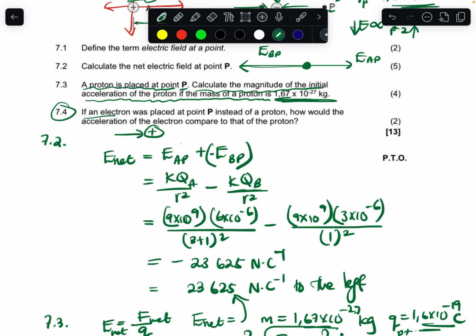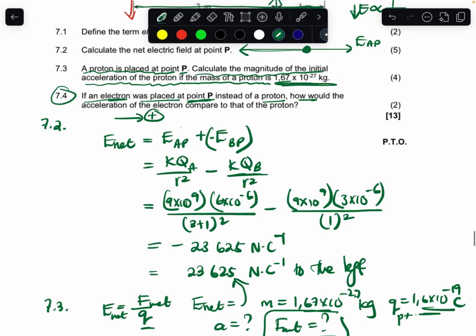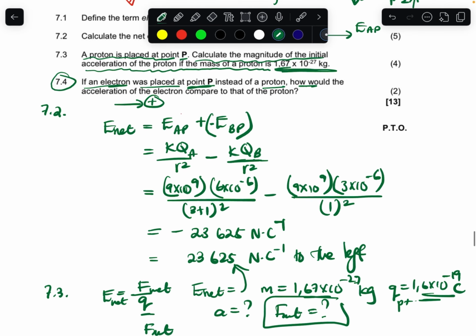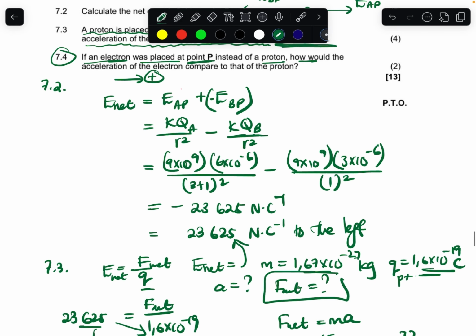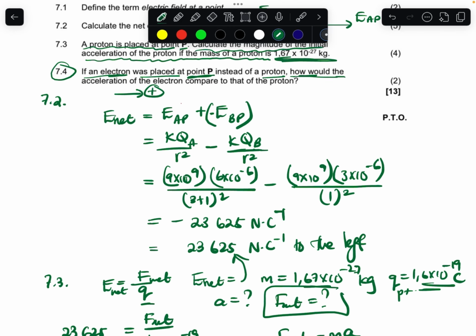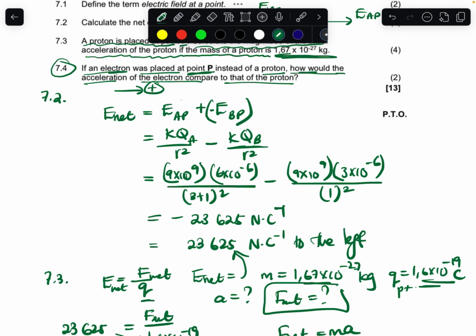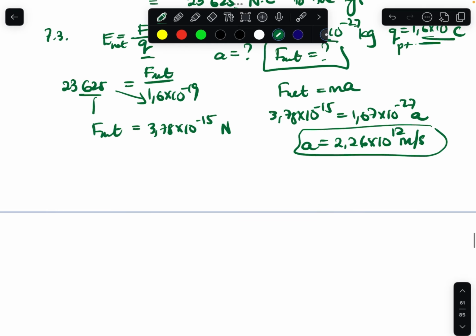Now 7.4, it says if the electron was placed at point P instead of the proton, right? Guys, what do we need to understand? The proton has a smaller mass than the electron, right? So now it says, what would the acceleration of the electron compare to the acceleration of the proton? It's going to be larger than. Why is it going to be a larger acceleration?